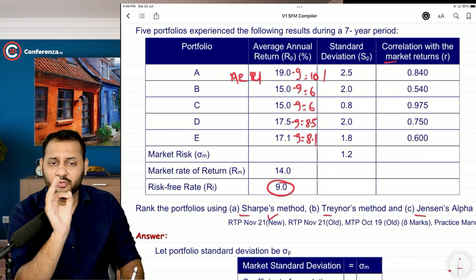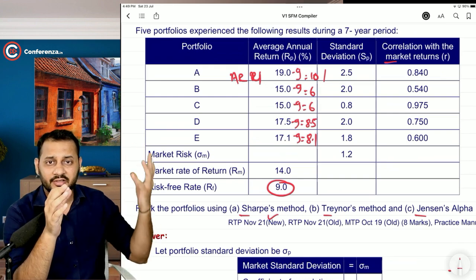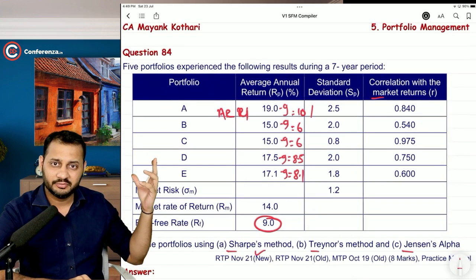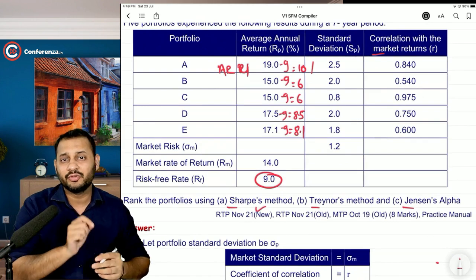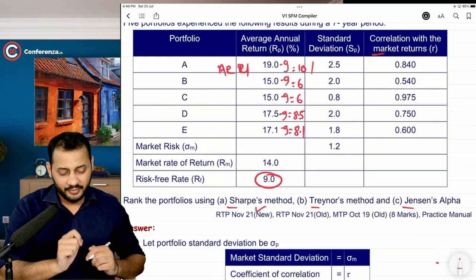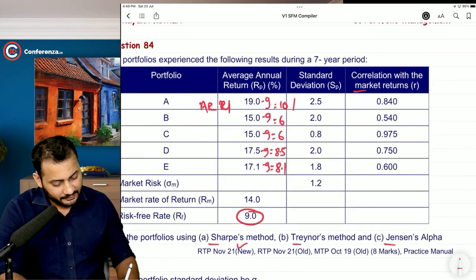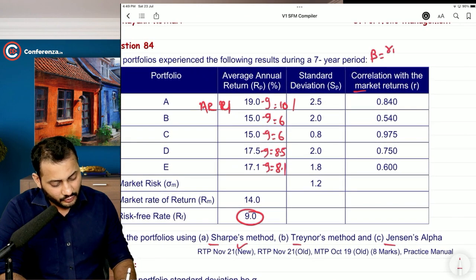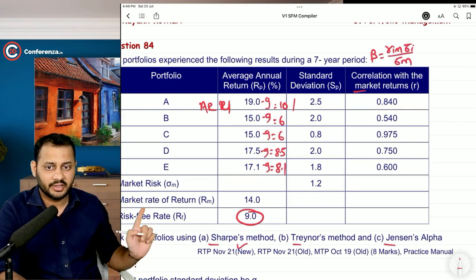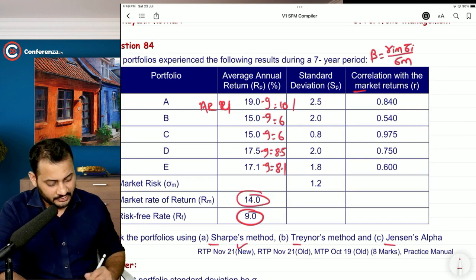The moment you see the correlation in the Treynor or in the portfolio evaluation measures question, it means that they want you to find out the beta. Now beta can be easily calculated by this method. Beta is equal to the correlation of the security with the market times the standard deviation of the security divided by the standard deviation of the market.